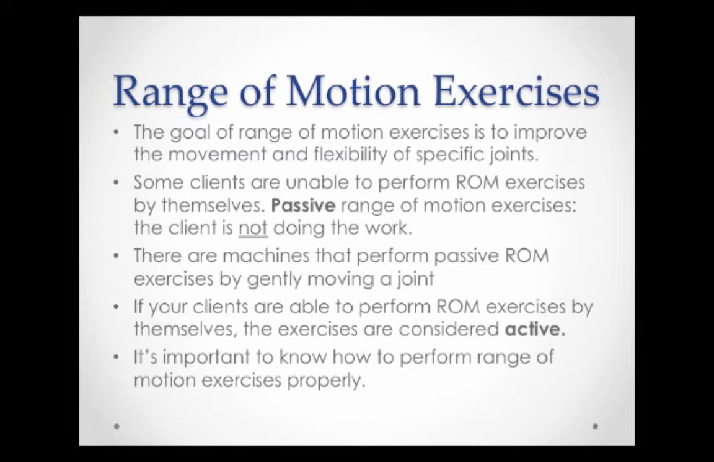There are also special machines that perform passive range of motion exercises by gently moving a joint through as normal a motion as possible. If your clients are able to perform range of motion exercises by themselves, the exercises are considered active. Your clients may need your assistance or encouragement, but basically they are doing the work. You might hear it called active assisted range of motion if your client needs a little help during the exercises.